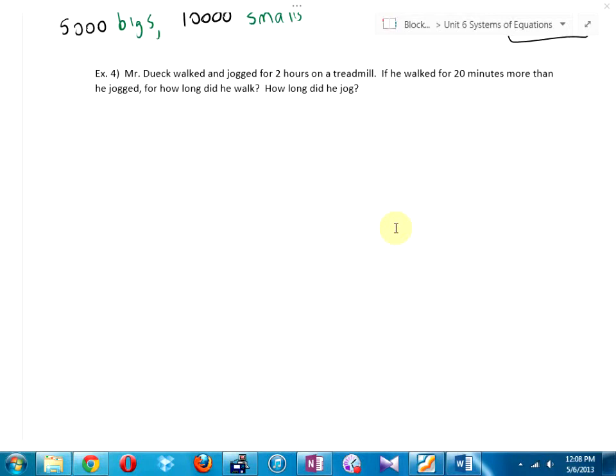Example 4. Word problem. No, we're not calling them word problems. We're calling them word opportunities. Just because. Okay? And I've tried to teach you how I handle these.